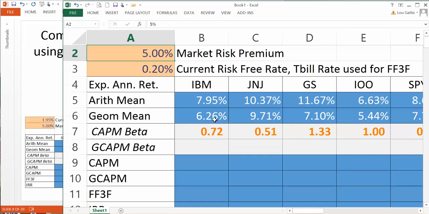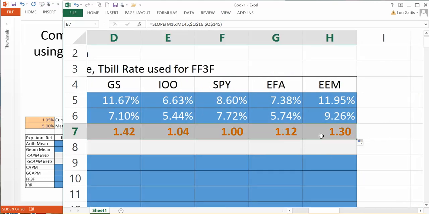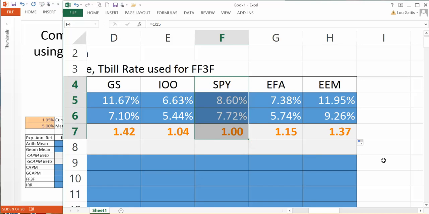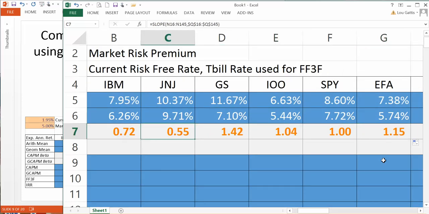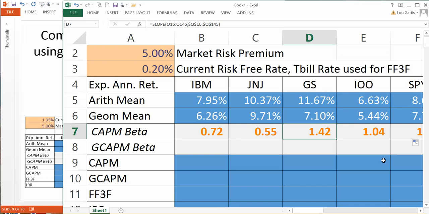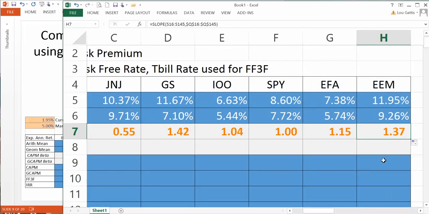That looks better. So there's my domestic CAPM betas. I know that because the beta to SPY should be 1, right? The beta between a stock and itself, or asset and itself, will be 1. So again, we see J&J is the safest, followed by IBM. Goldman Sachs is relatively risky, having a beta of 1.4. So you can think of it as 40% more risky than the market, and so on.